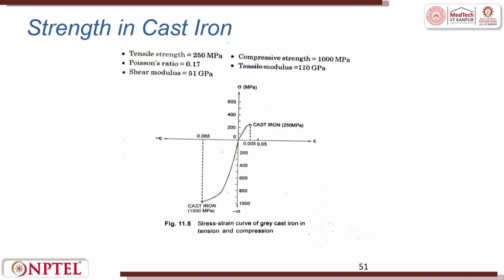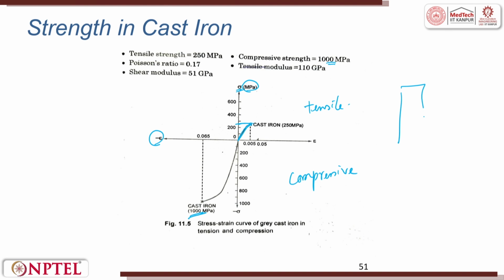Now, the strength of cast iron. The y axis is a plot of stress and the x axis is a plot of strain. When you look into it, you can see the cast iron ultimate tensile strength is around 250 MPa. The compressive strength is around 1000 MPa. So, here it is tensile load and here it is compressive load.